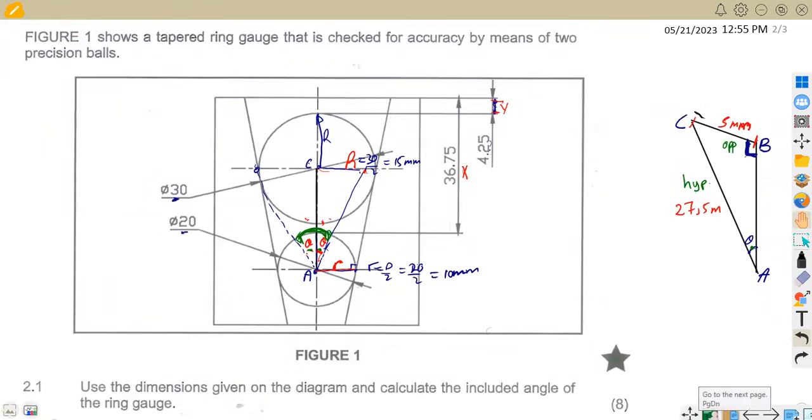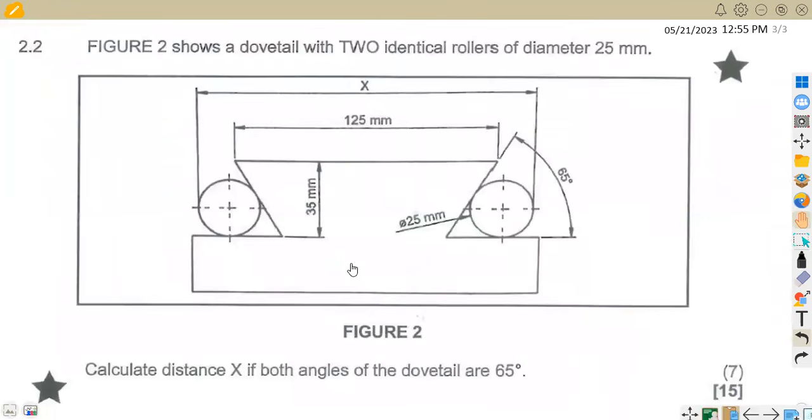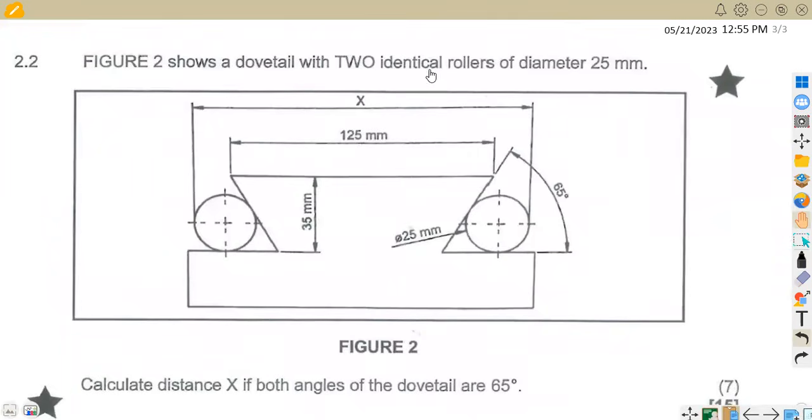Okay, so we had the other part of the question, which was 2.2, where we're given Figure 2, which shows a dovetail with 2 identical rollers of diameter 25 millimeters. So this is a diameter here of 25 millimeters, and on this side also a diameter of 25 millimeters. We are asked to calculate the distance x if both angles of the dovetail are at 65 degrees. Here we've got a 65, and also here we have a 65 degrees.